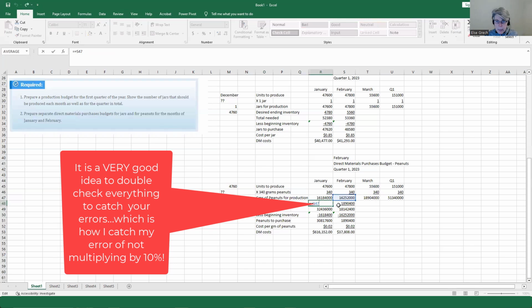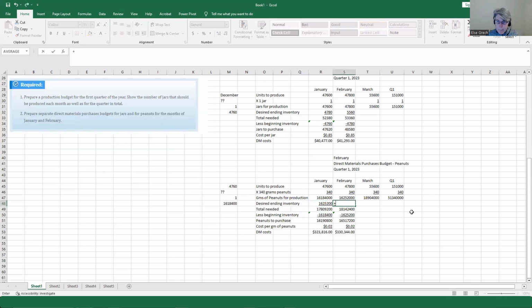This is 10%. No, it's not. Multiplied by 0.1. There we go. This should be adding it together. Deducting that. I want to make sure this is 10%. This is 10% of that. Yep, this is correct.